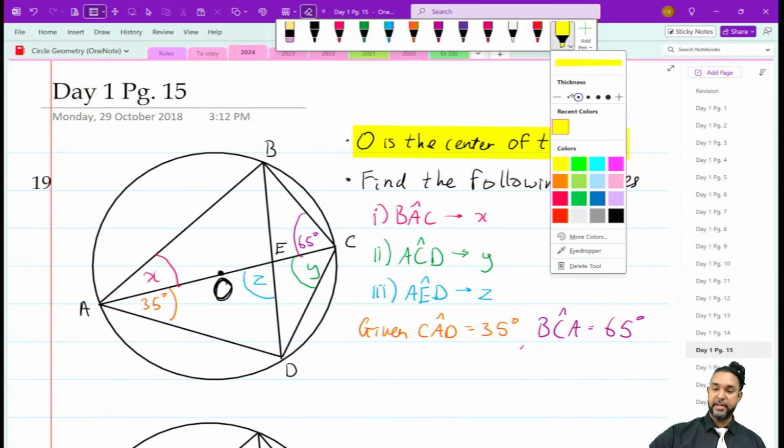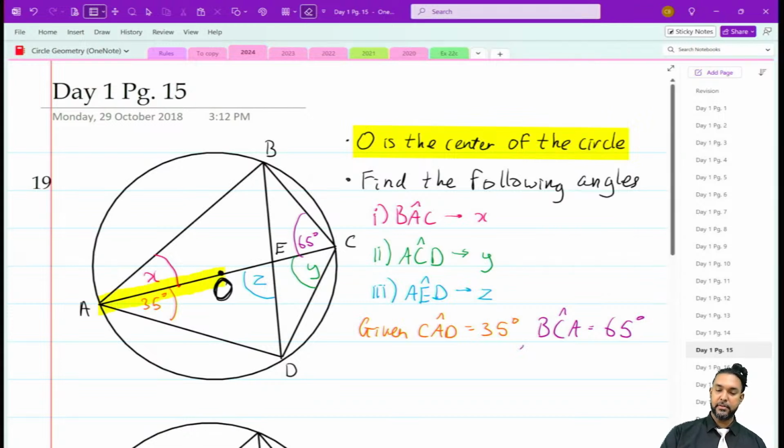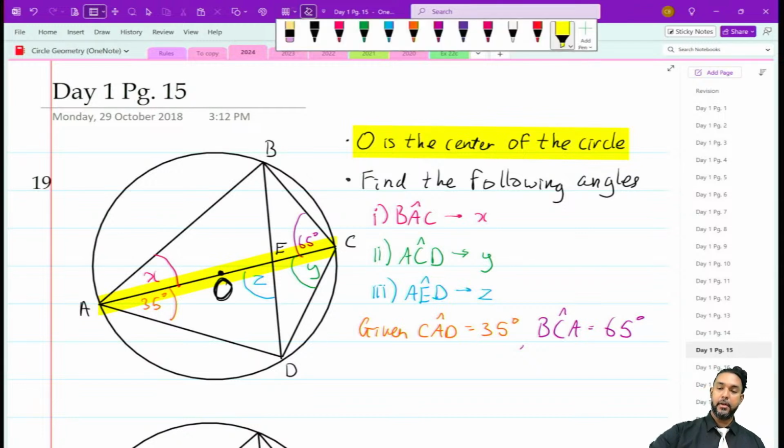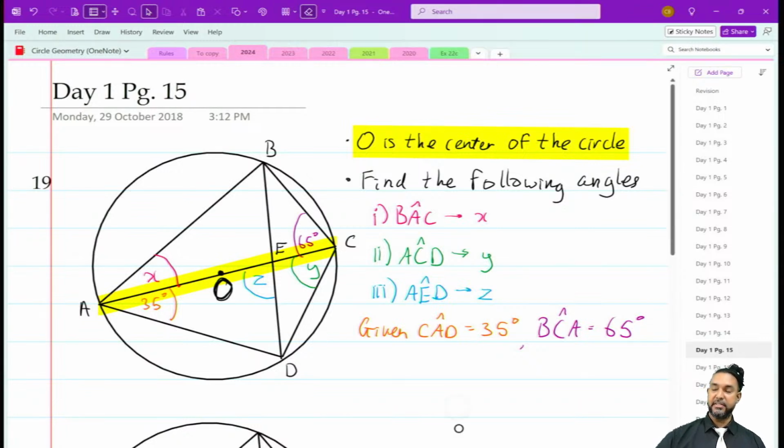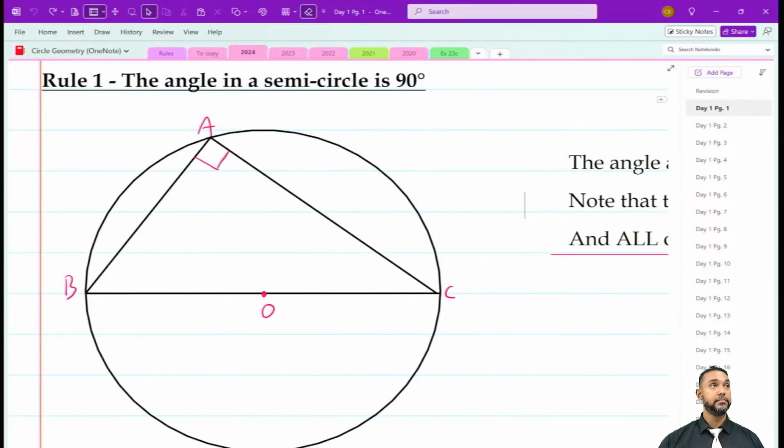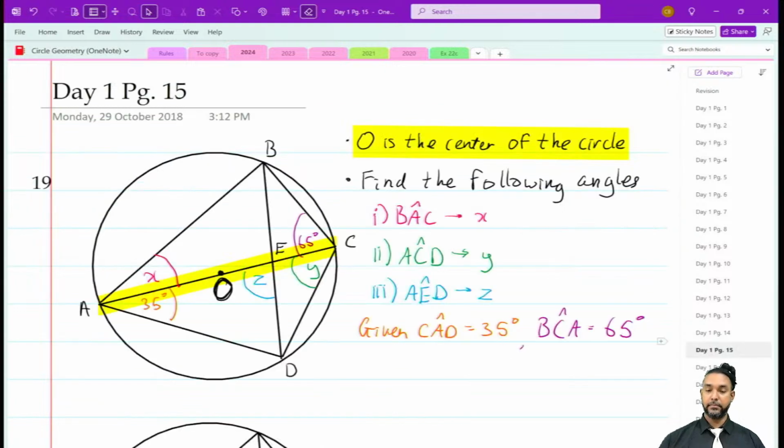Yep, that's it. So this line AC, is it not a straight line passing through the center of the circle from one point on the circumference to another? And what do we call that kind of line? A diameter. A diameter cuts a circle in half. Half a circle is called a semicircle. And the angle in a semicircle is 90 degrees.